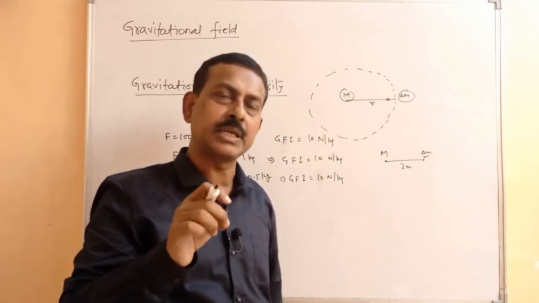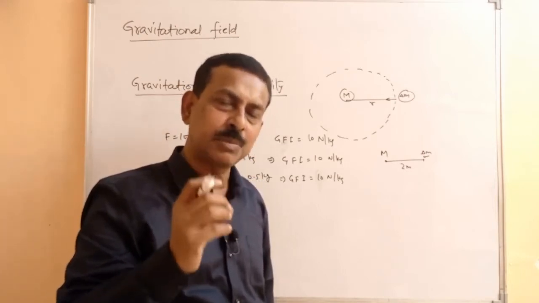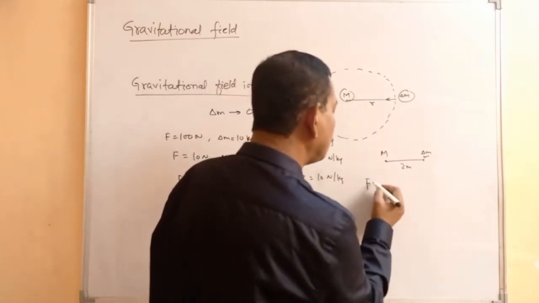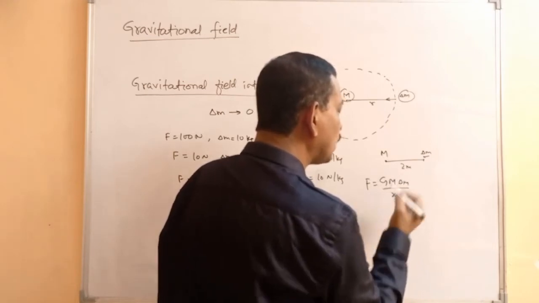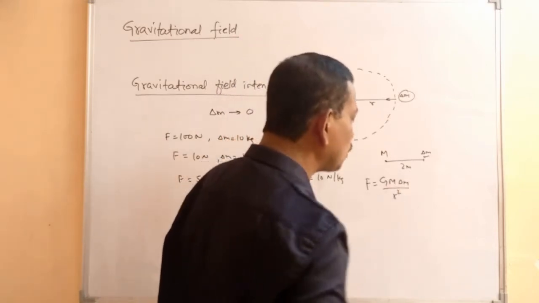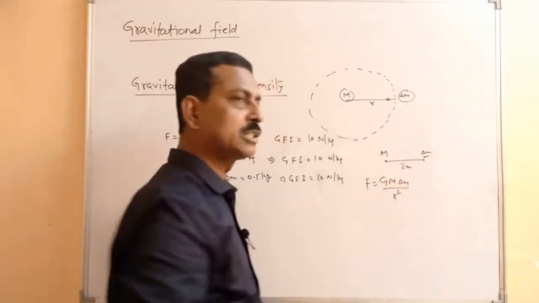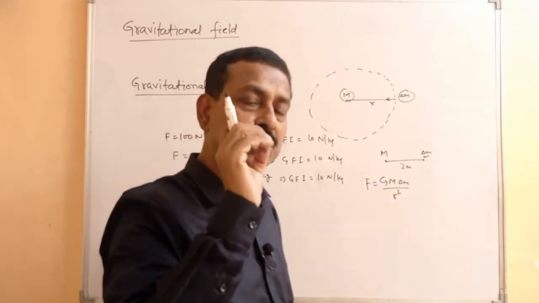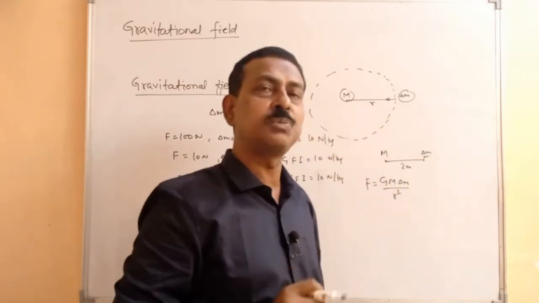So in this particular case, as you are bringing it, the test mass will experience force. And the force experienced by the test mass will be G M delta m by x square or r square, whatever you take. Suppose this is your r square. So this is the force experienced by the test mass. But remember, it is not that only the test mass is experiencing force. The source is also experiencing force.